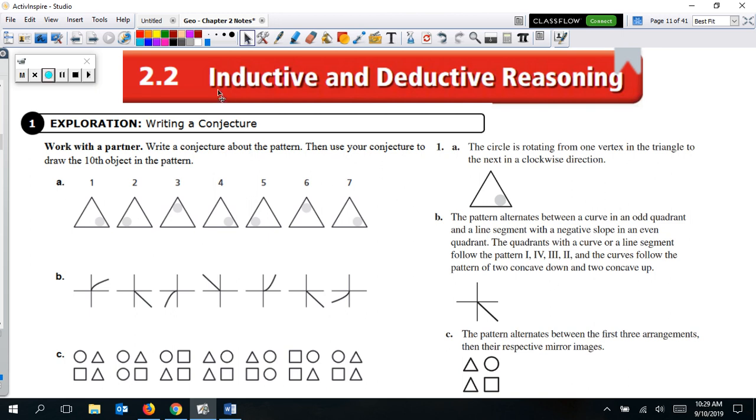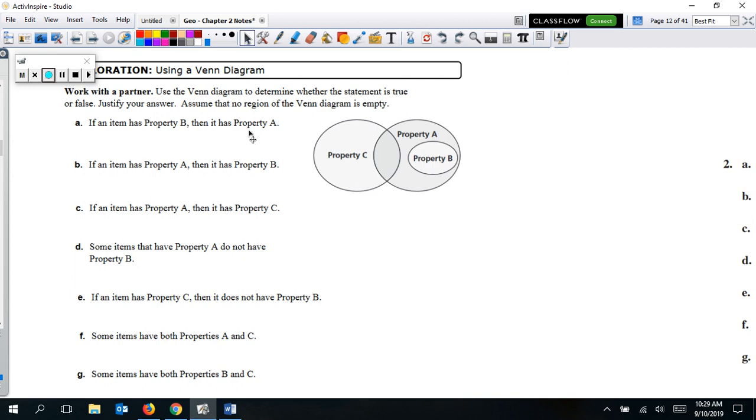So that helps us to understand inductive reasoning a little bit, which is looking at a pattern and making a prediction about that. Let's look at number 2. So our second exploration, you're given this Venn diagram, and this is going to help us now understand deductive reasoning.